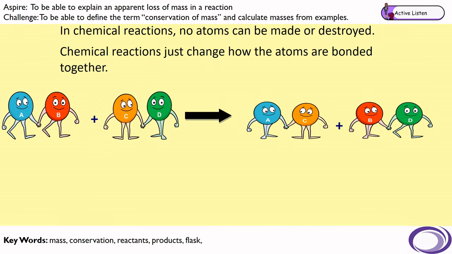What does that mean? Well, essentially, in a chemical reaction, no atoms are made or destroyed. They are essentially just rearranged and rebonded in different combinations. So that's why the mass of the reactants will always be equal to the mass of the products, because we've got the same number of atoms involved.